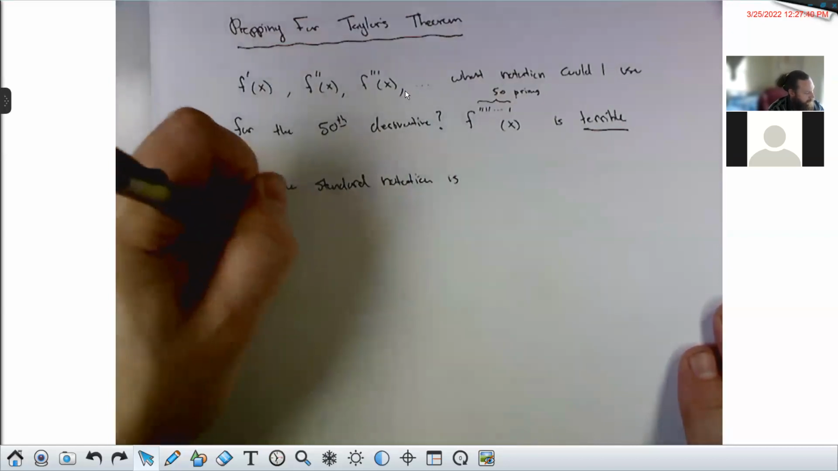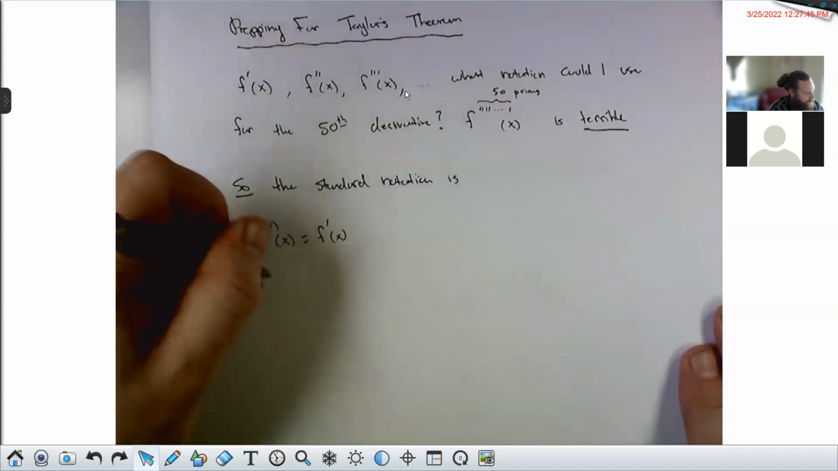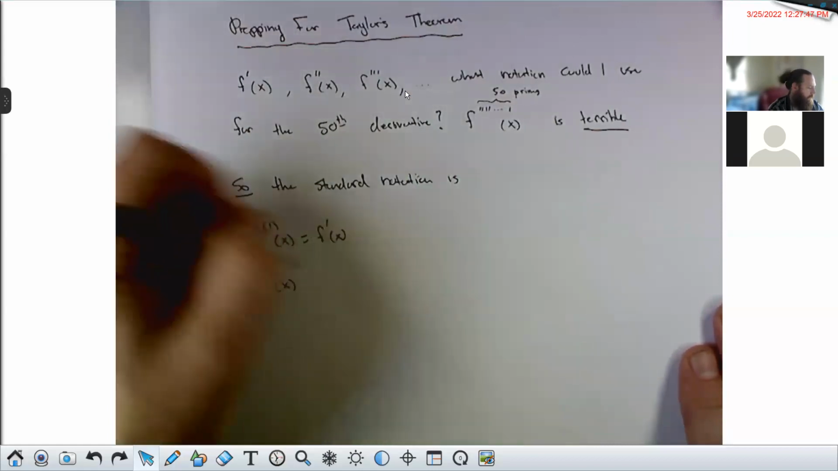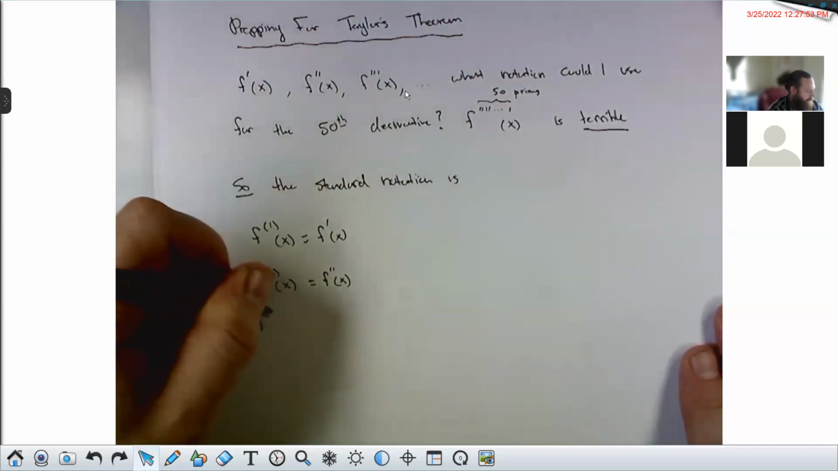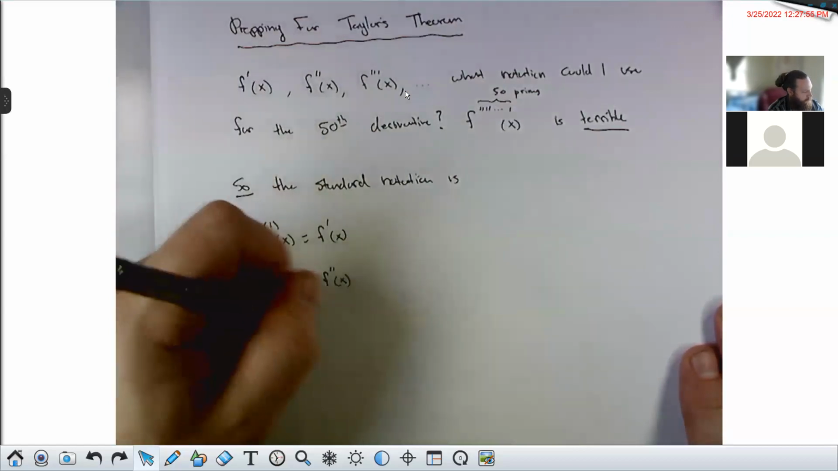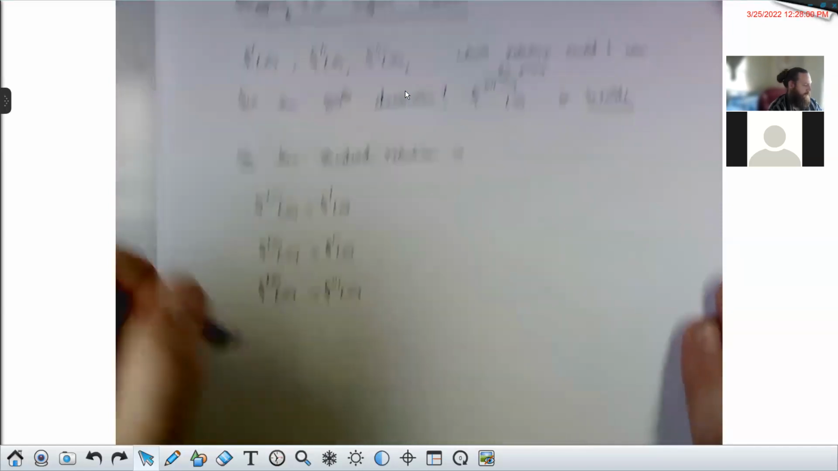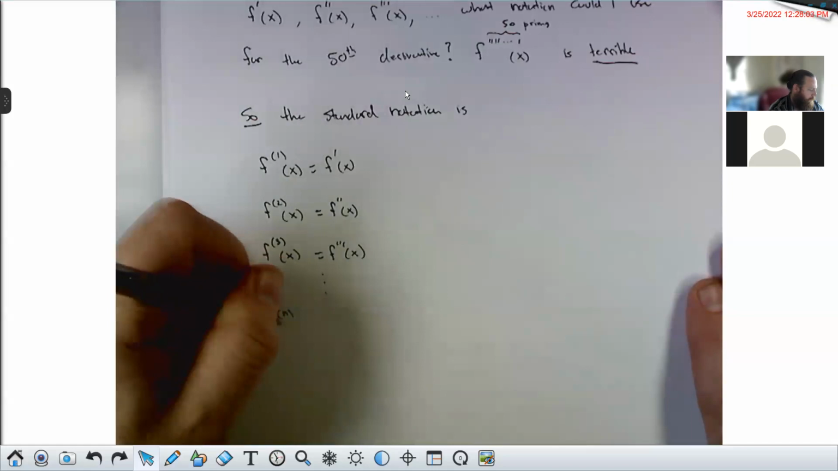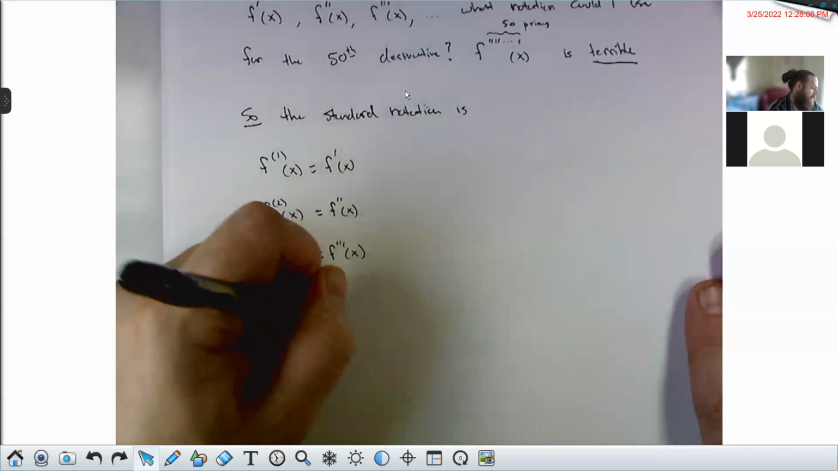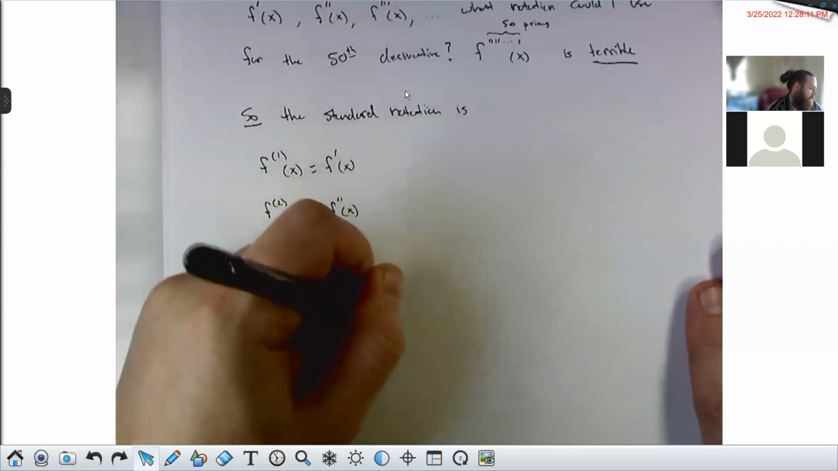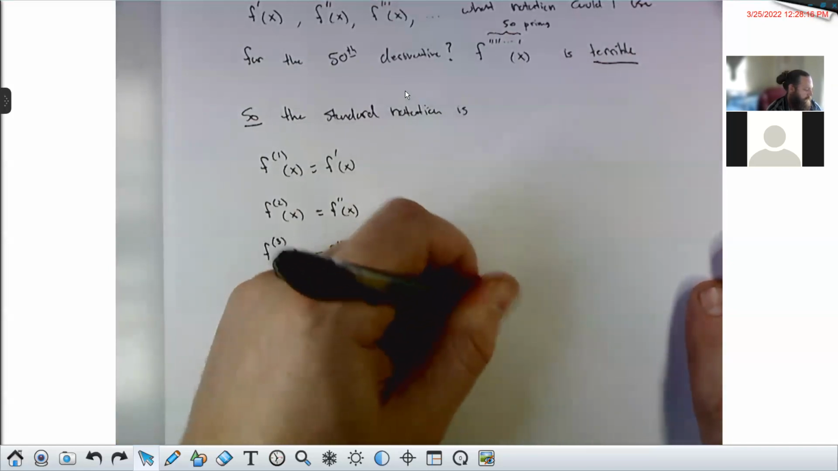you write f superscript parentheses 1 for f prime, f superscript parentheses 2 for f double prime, f with a superscript parentheses 3 for f triple prime. And in general, you write f superscript parentheses n of x for the nth derivative of f of x.